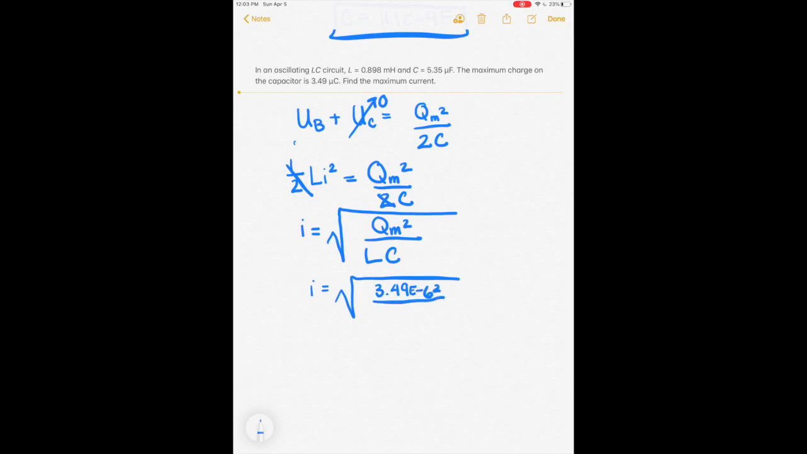Whenever we have the maximum current, we only have energy in the inductor and no energy in the capacitor at that time. So we're in the max current case. We plug in these values, and we get a current equal to 0.0504 amps. So that is the maximum current in the inductor.